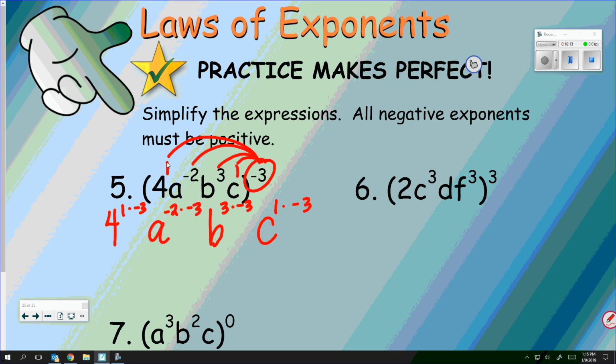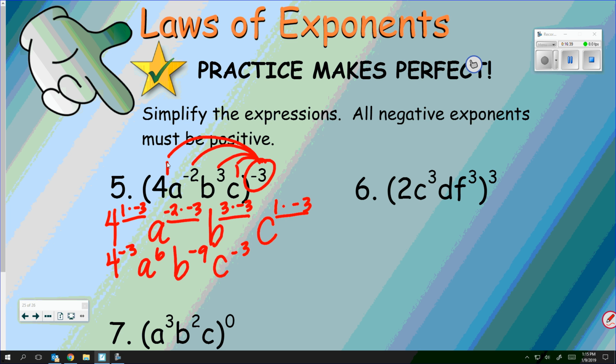Alright, so then when we multiply these out, we get 4 to the -3rd. -2 times -3 is a +6. 3 times a -3 is -9. And 1 times a -3 is -3.